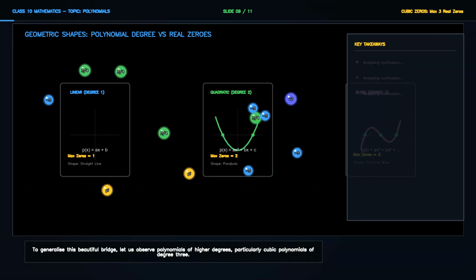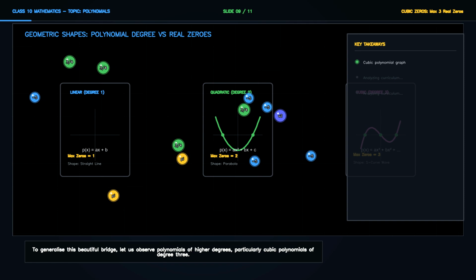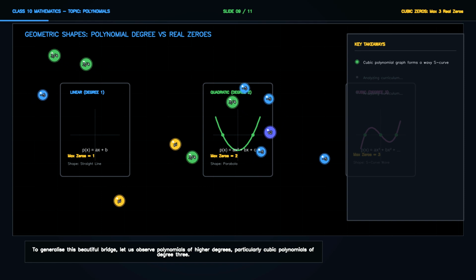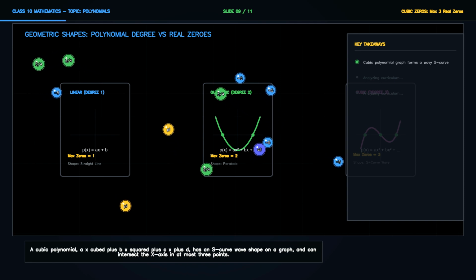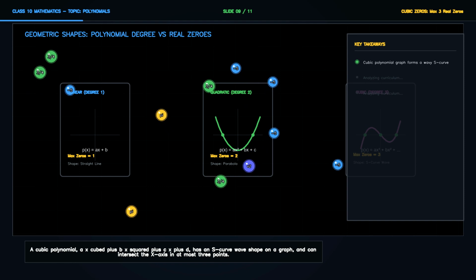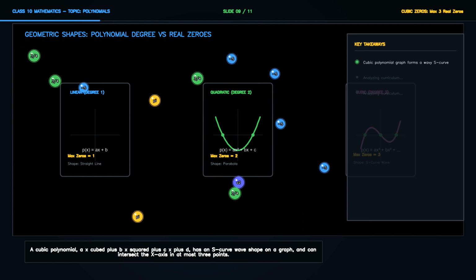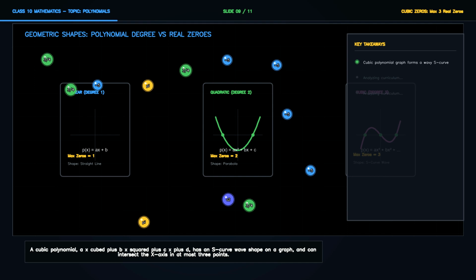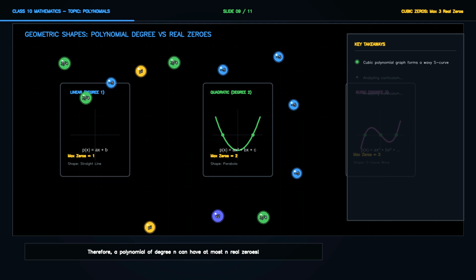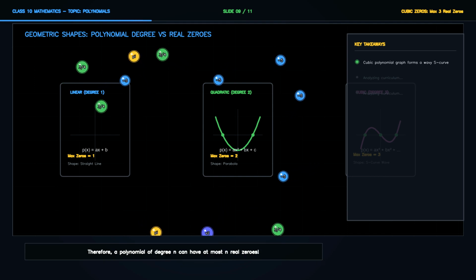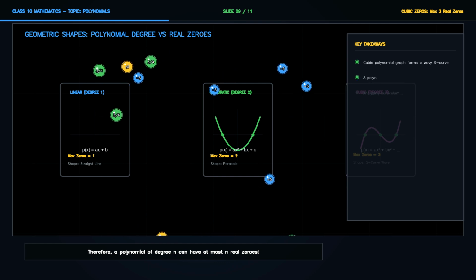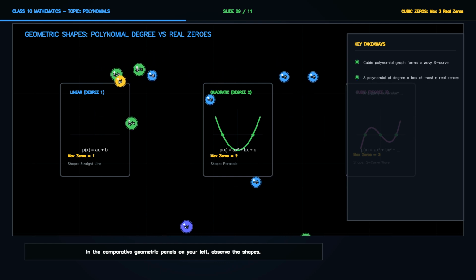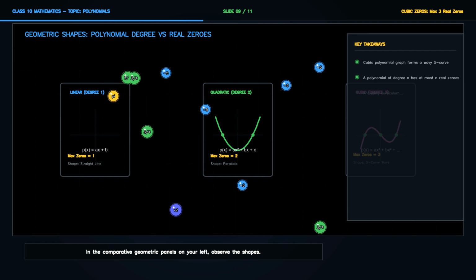To generalize this beautiful bridge, let us observe polynomials of higher degrees, particularly cubic polynomials of degree 3. A cubic polynomial, ax cubed plus bx squared plus cx plus d, has an S-curve wave shape on a graph and can intersect the x-axis in at most 3 points. Therefore, a polynomial of degree n can have at most n real zeros.